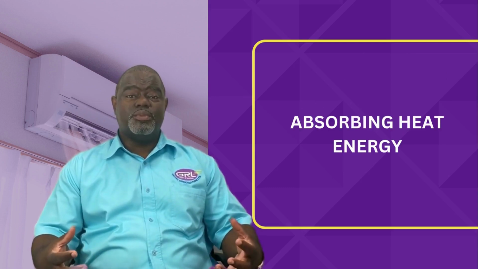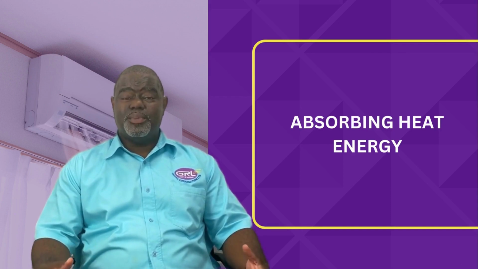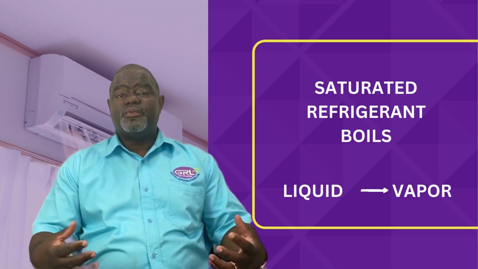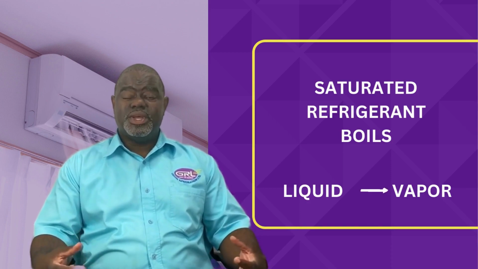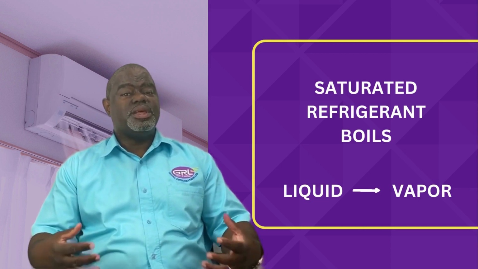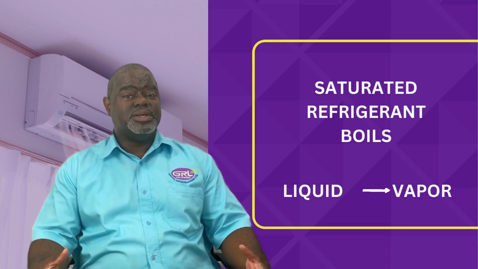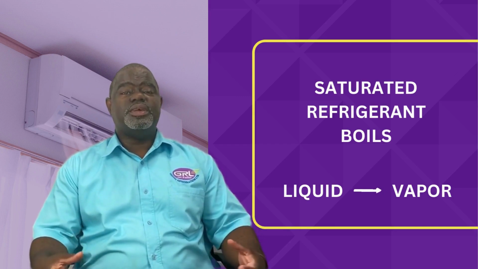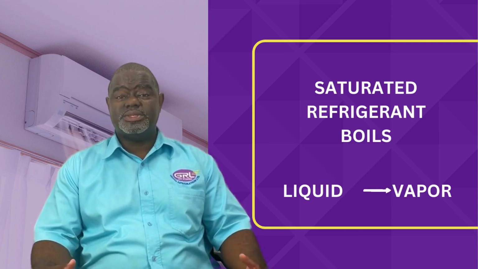The evaporator coil in an HVAC system is responsible for absorbing the heat energy. This happens when air is moved over the coil, causing the refrigerant in the coil to boil and change states. The refrigerant in the coil is in a saturated state, and when the air passes over the coil, this causes the refrigerant to boil, thereby removing the heat from the space.